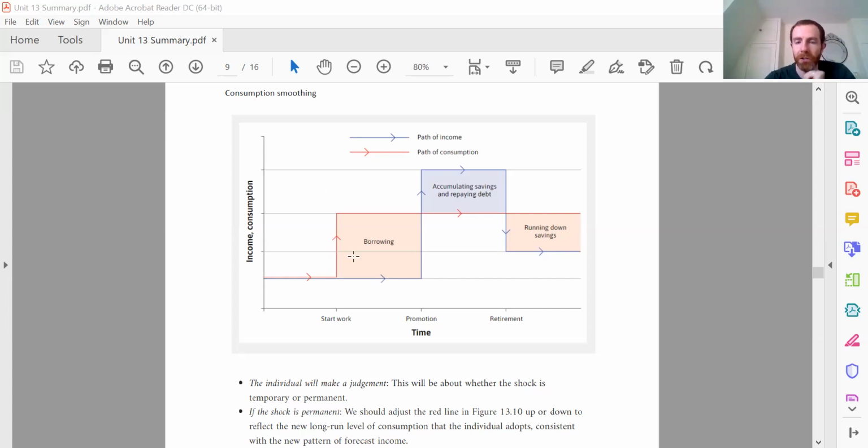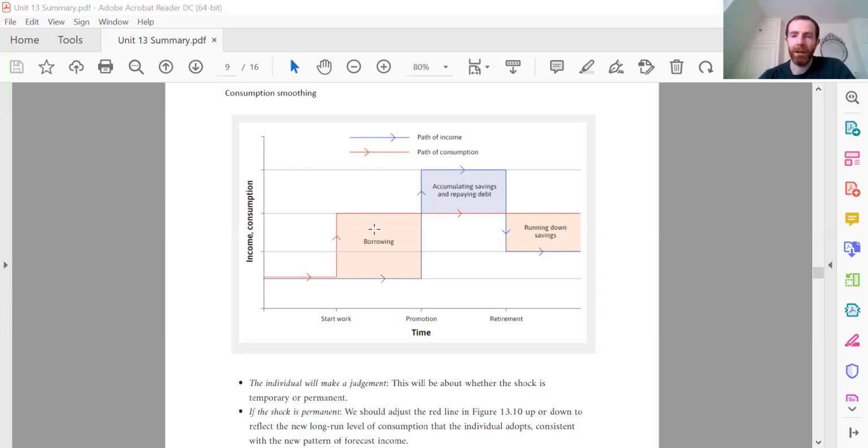What this diagram is trying to show us is how, in order to smooth consumption over their lifetime, and this is a really simplified model of what a household might do. You've got the red arrow that shows the path of consumption, the blue that shows the path of their income. We imagine that when a person starts work, they're going to be on a relatively low level of income. But in the future, they expect maybe a promotion, which will push their income up. So because they have that expectation, what are they going to do at the beginning of their working life? Well, they're actually going to borrow in order to fund a higher level of consumption.